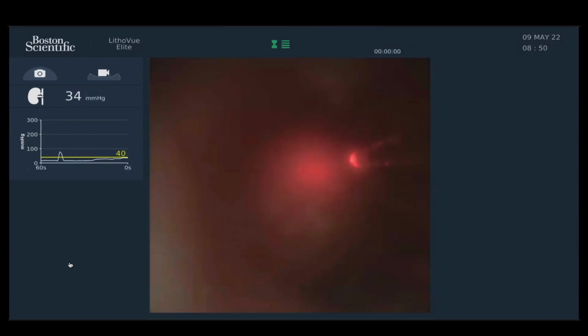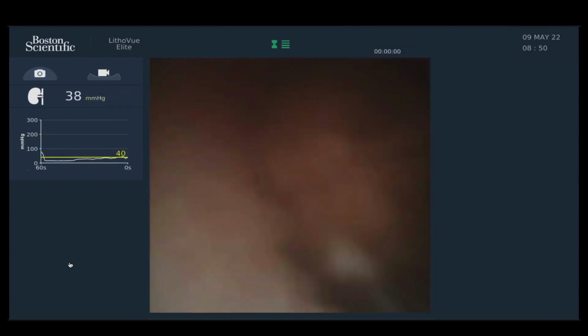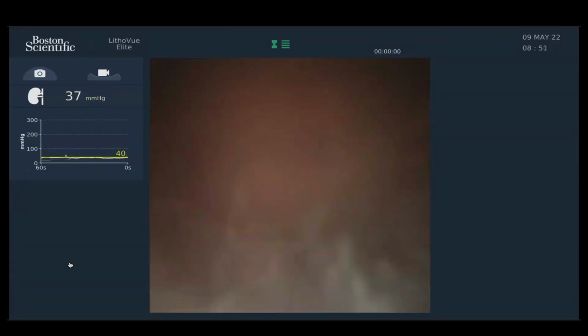We get our laser fiber in and we start lasering this lower pole stone. Look at the pressures, they're around 38 already. If you remember, pyelovenous backflow starts at 30. But you have to keep in mind that we don't know duration, and we don't know if it's like a peak. That's the problem. All we know is that higher pressures can cause pyelovenous backflow and can cause urosepsis. So I'm just trying to keep the pressures as low as possible.